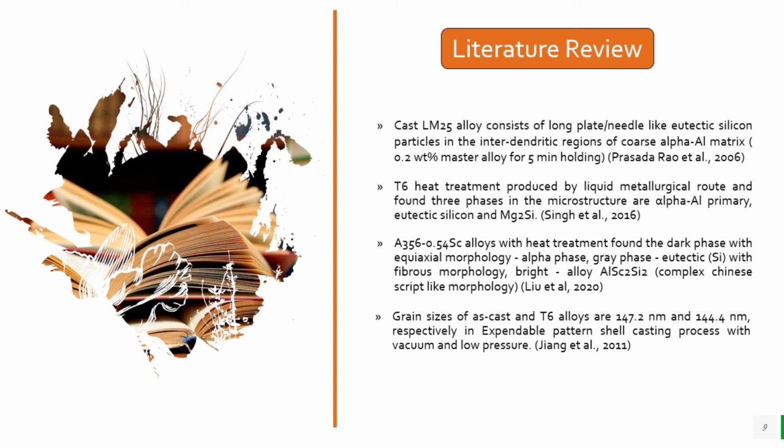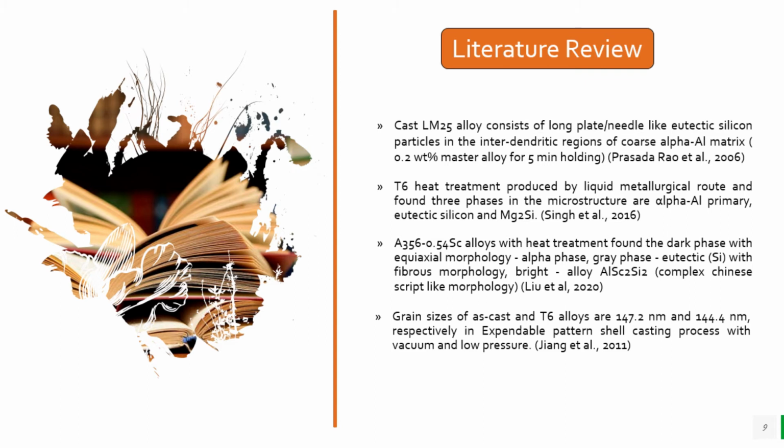Okay, this is a research journal for this study. Based on Prasadarao in their study, they found that the cast LM25 alloy consists of long plate and needle-like eutectic silicon particles in the interdendritic region of coarse alpha aluminum matrix with 0.2% of master alloy with 5-minute holding. Next, from Singh et al., they got a T6 heat treatment produced by liquid metallurgical route and found three phases in the microstructure. The three phases of the microstructure are alpha aluminum primary, eutectic silicon, and manganese silicon.